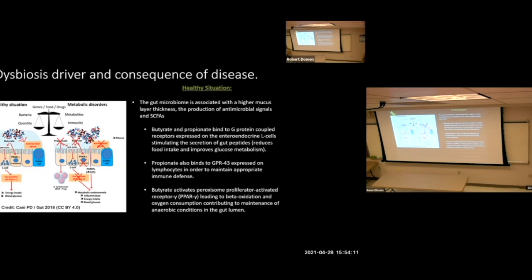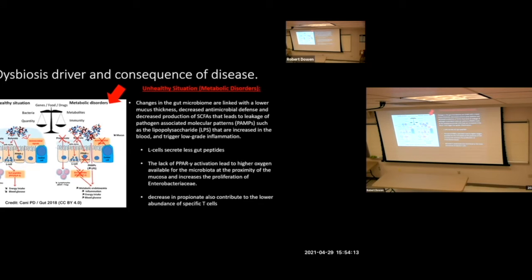So then in a dysbiotic state, you have a thinning of this mucosal layer. You have decreased antimicrobial defense, decreased production of short chain fatty acids that can lead to different pathogenic materials leaking through your gut that can trigger large immune responses. And you have increased inflammation, increased energy intake, and increased blood glucose.